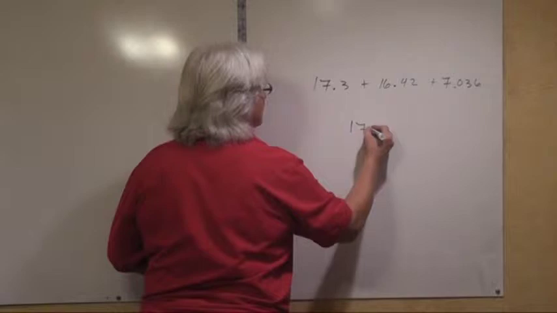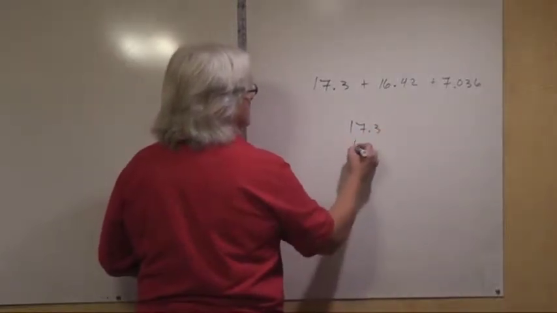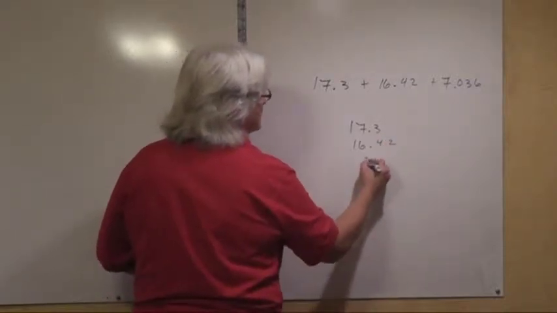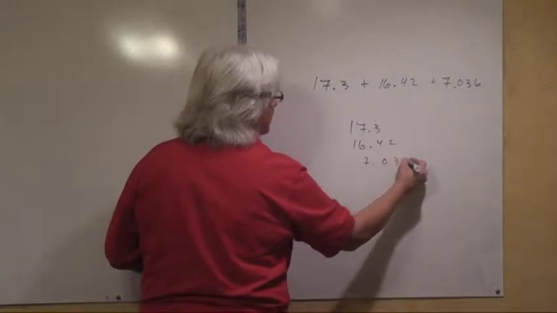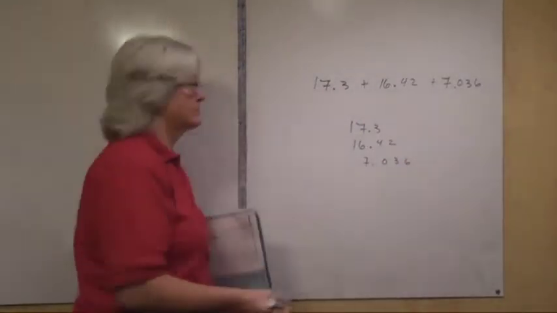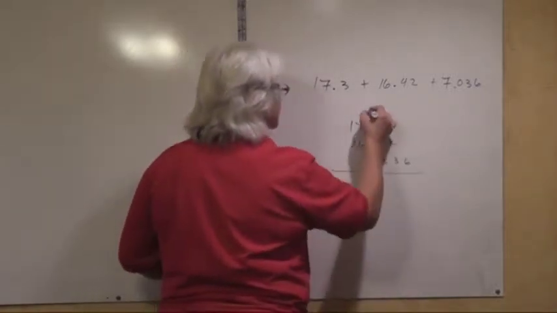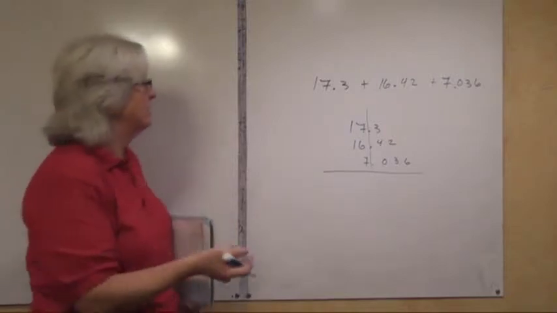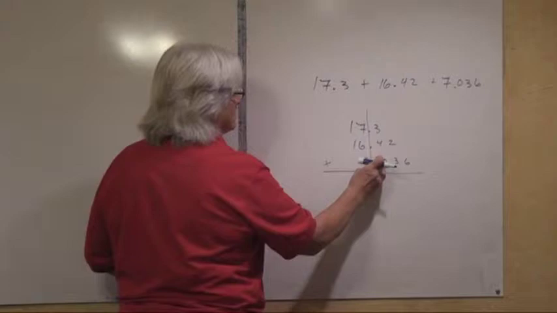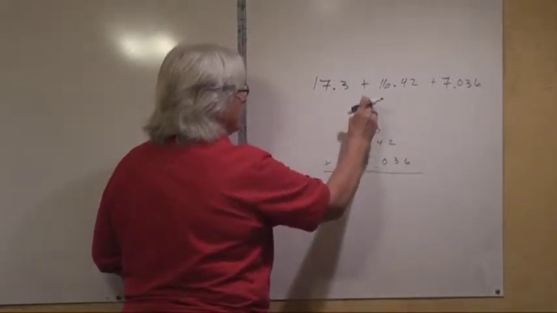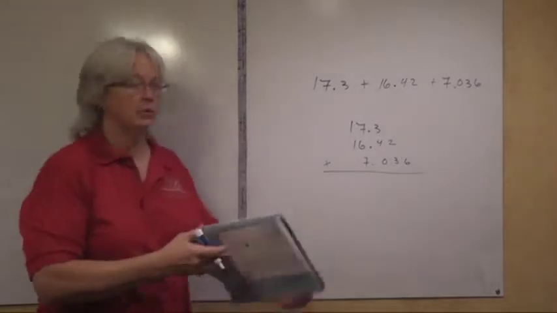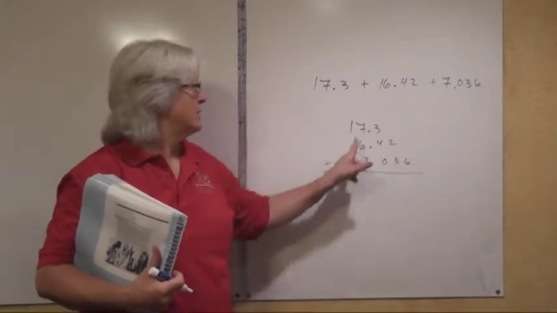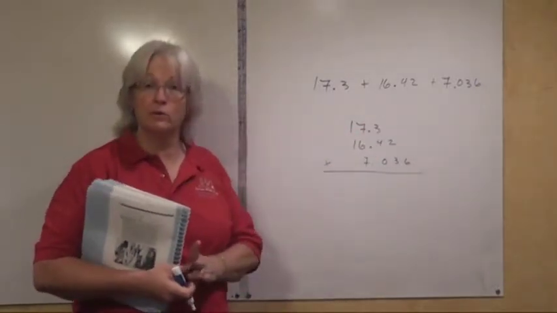So this would be 17 and 3/10. This would be 16 and 42 hundredths. This would be 7 and 36 thousandths. As long as you have your decimal points lined up, you have structured your addition problem correctly. So we're going to add these three. And you say, yeah, but we don't have the same number of digits to the right of our decimal point. That's true, you don't. So you can add in placeholders.